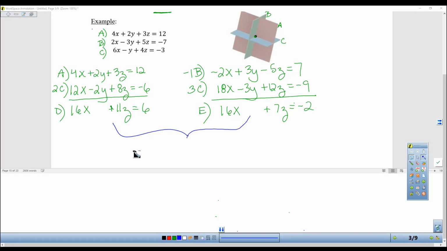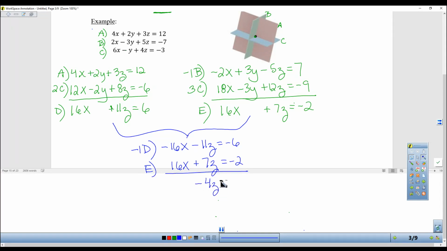Now this one's pretty obvious. I'm going to get rid of the x by multiplying D by -1. So -16x minus 11z is equal to -6. And equation E I don't need to change because the 16s will cancel. Plus 7z is equal to -2. And that gives me -4z is equal to -8. Divide both sides by -4, and I get z is equal to 2.